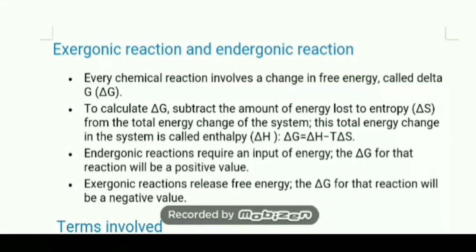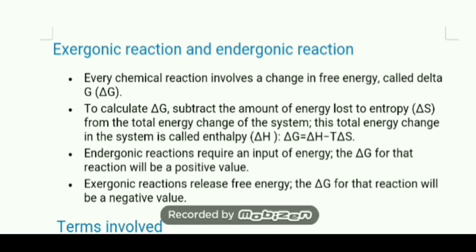Hello friends, let us see exergonic reaction and endergonic reaction. Every chemical reaction involves a change in free energy, that is delta G. Now to calculate delta G, subtract the amount of energy lost to entropy, that is delta S, from the total energy change of the system, and this total energy change of the system is nothing but the enthalpy. Therefore, we know the equation delta G is equal to delta H minus T delta S.